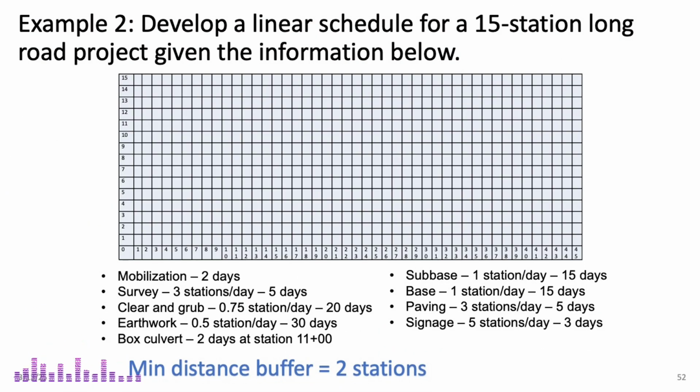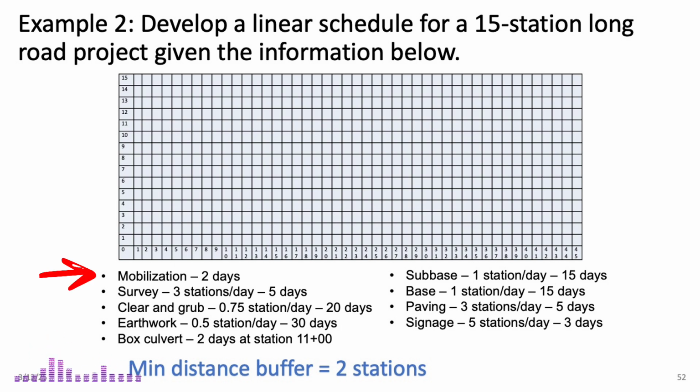Alright, let's move on to the second example. In this case, you'll need to develop a linear schedule for a 15-station long road project based on the information provided, including activity sequence, production rates, and durations. Additionally, the minimum distance buffer for this project is set at 2 stations. This example is quite similar to the first one, with one key difference.